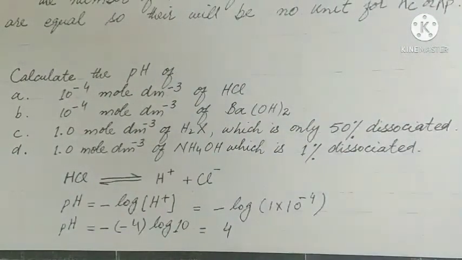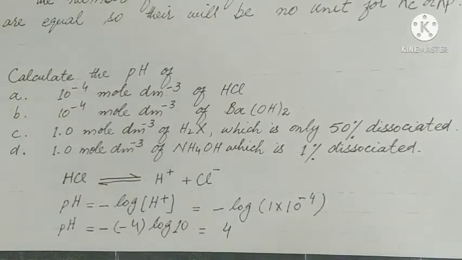Next, question number 22. Calculate the pH of, this question has 4 parts, A, B, C and D. In A, 10 to power minus 4 mole per decimeter cube of HCl. Then B, 10 to power minus 4 mole per decimeter cube of barium hydroxide. In C part, 1.0 mole per decimeter cube of H2X, which is only 50% dissociated. And in D part, 1.0 mole per decimeter cube of ammonium hydroxide, which is 1% dissociated.